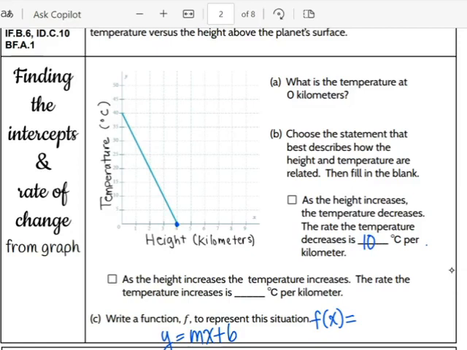It is a negative slope. Notice that our temperature is decreasing, so that's going to be negative 10. X is our input, which is height, and then plus b. b, as you recall, is your y-intercept, so it would be plus 40. So negative 10x plus 40 is the equation for this line.